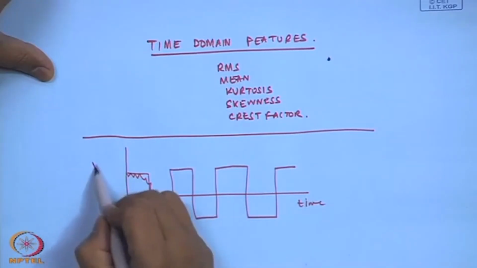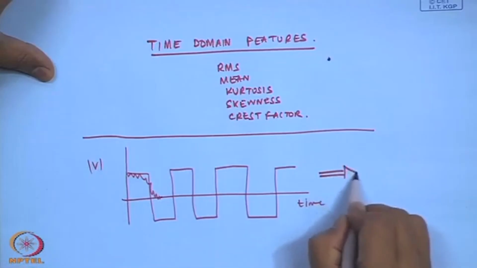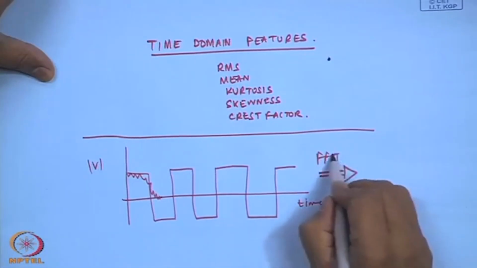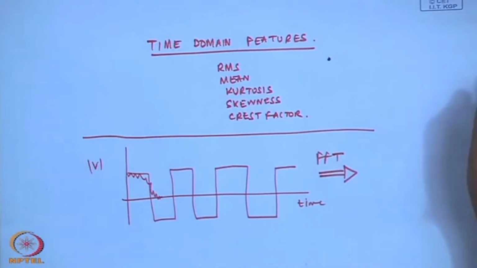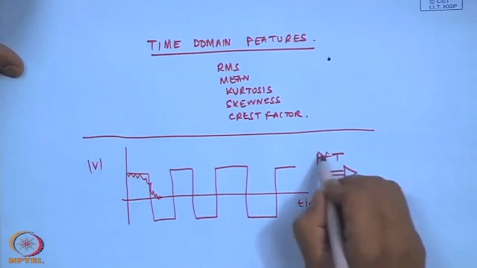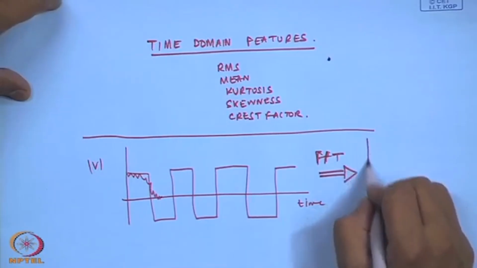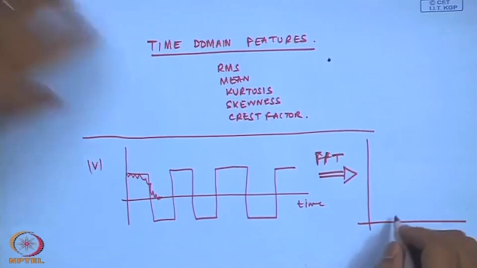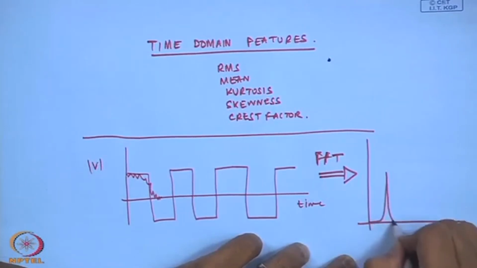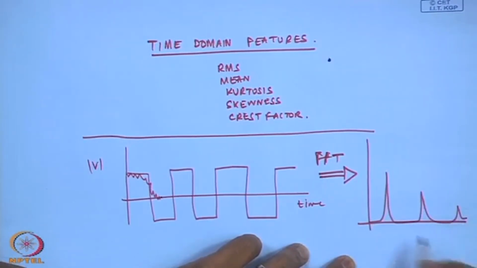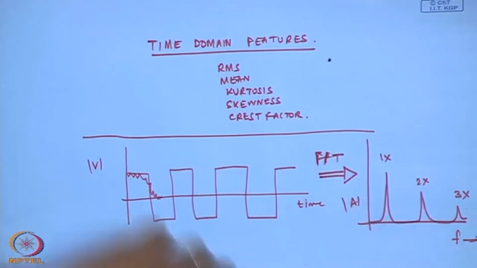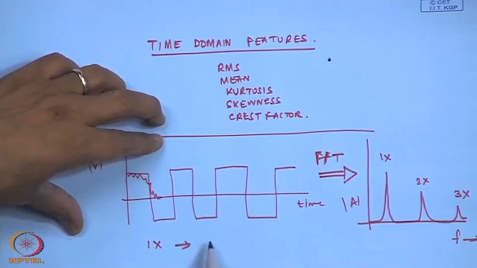So, if somebody was going to do a frequency domain analysis of such signals, the normal method of doing frequency domain analysis is by the FFT process. You will see a lot of, this is your typical 1x, 2x, 3x. By 1x I mean the normal rotational speed.